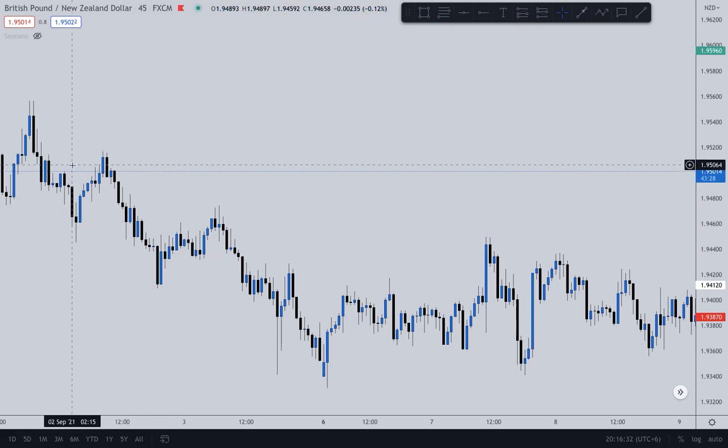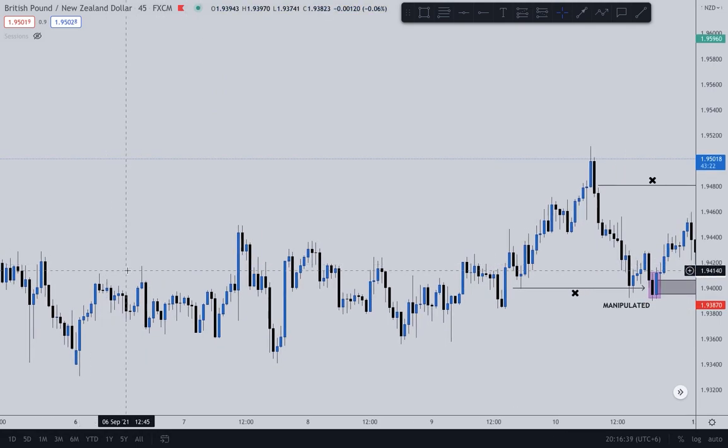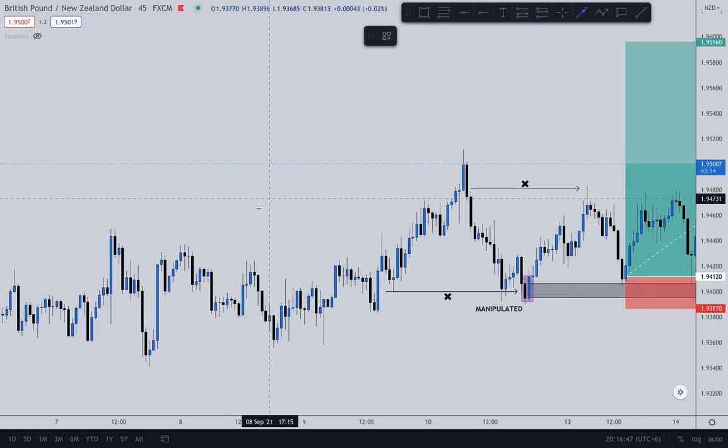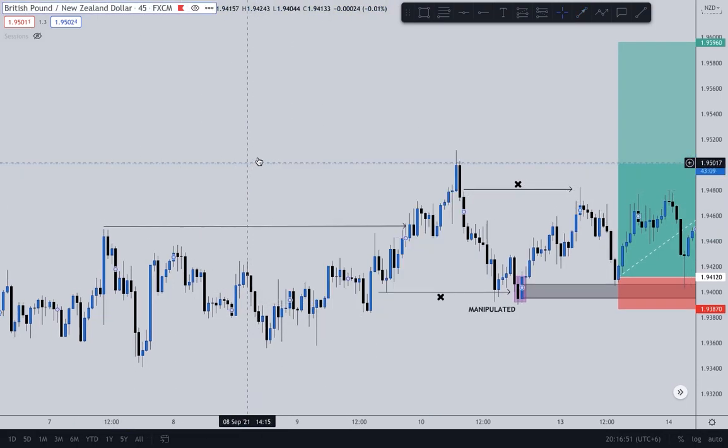In the lower time frames, price was creating lower highs and lower lows. After that, we started to notice that price couldn't create new lower lows. Instead, it started creating higher highs and higher lows. As you can see, the price broke the previous structure here.